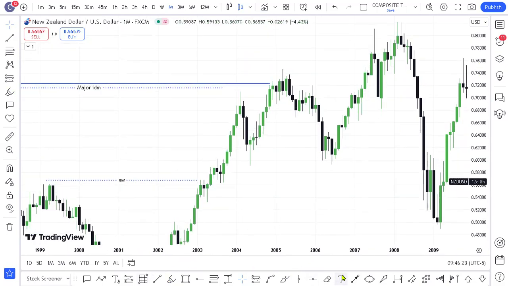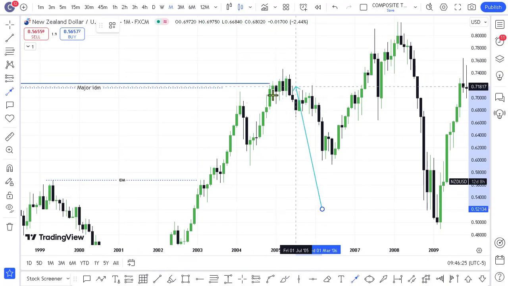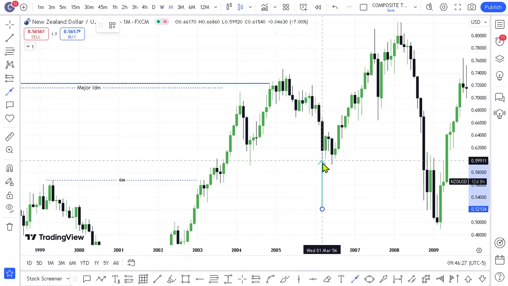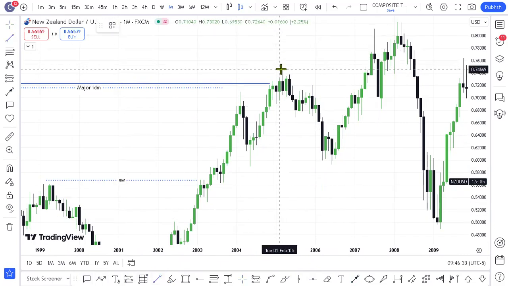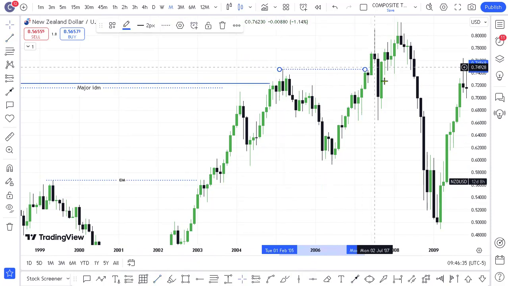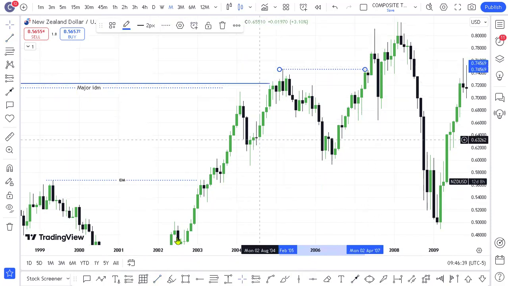But for change of character, we must have a candle close. So here, when you look at this particular structure, the candle never closed here. You want to have a situation whereby the candle is closing the body, not the wick. So we'll extend this line here. You can see somewhere here we have a close. So this is a valid change of character.